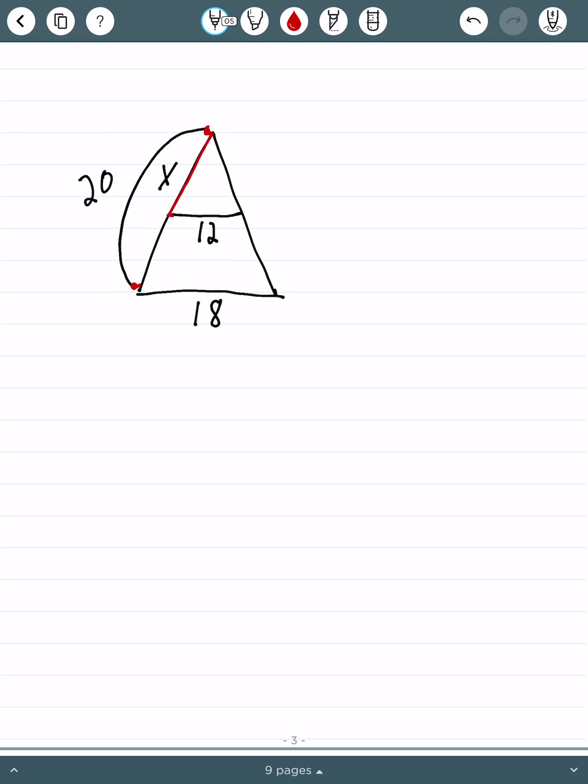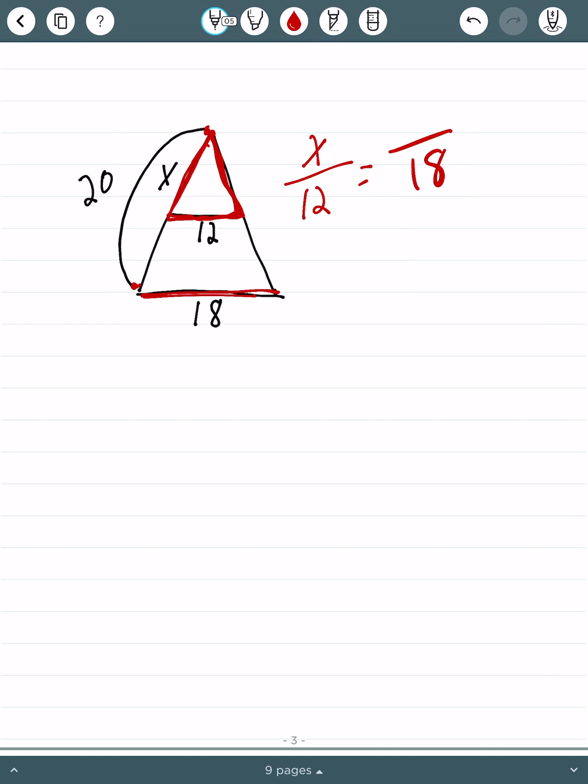But look, let's go ahead and trace the small triangle. That way, at least, we've got that ratio already set up. I'm going to put x over 12. Now, remember, I could have put 12 over x. It doesn't matter. What matters is setting up the matches across from each other. 12 is the base. I can clearly see 18 is the base. Okay, well, those are matches, the base and the base. They go across from each other.